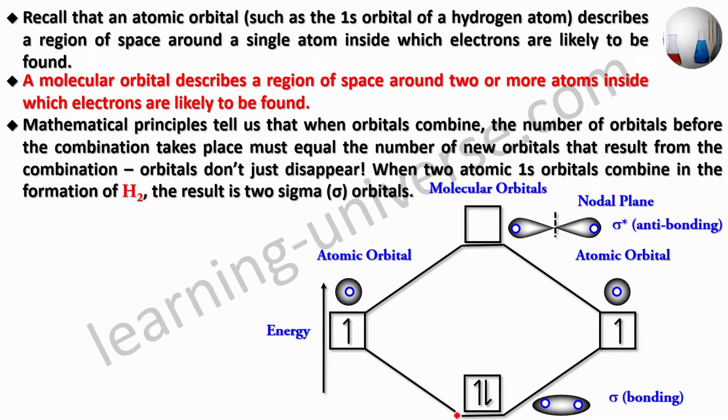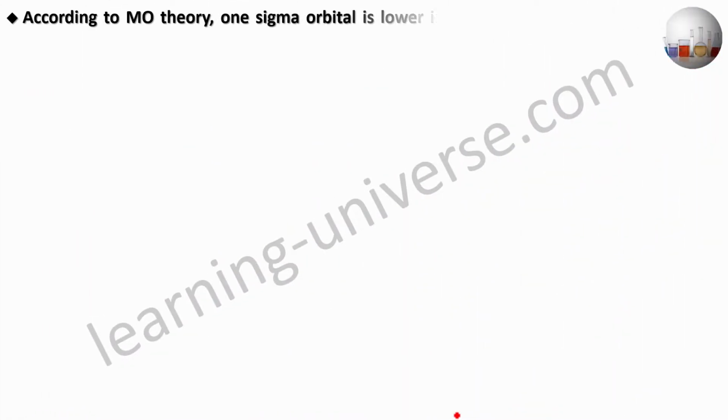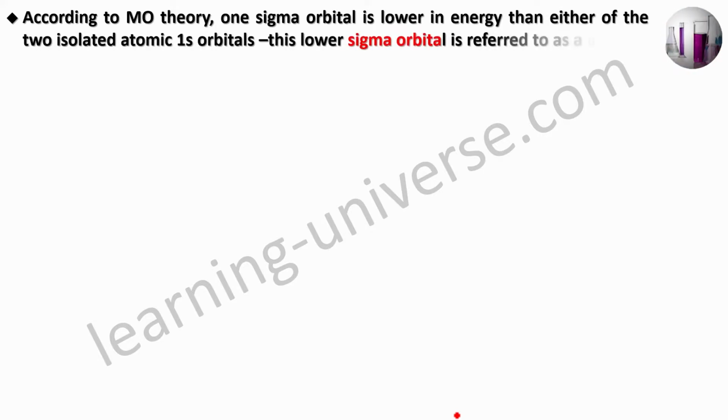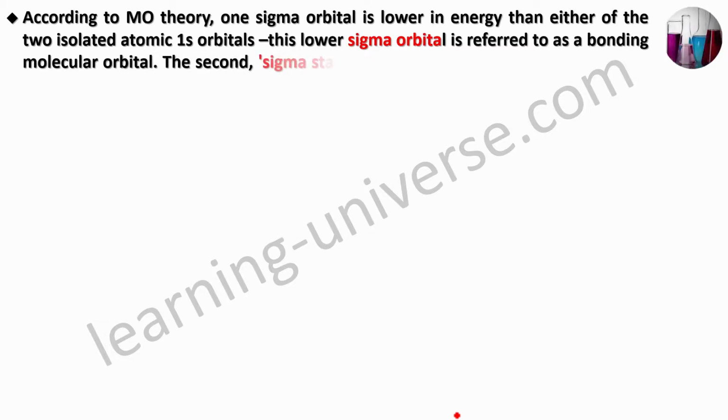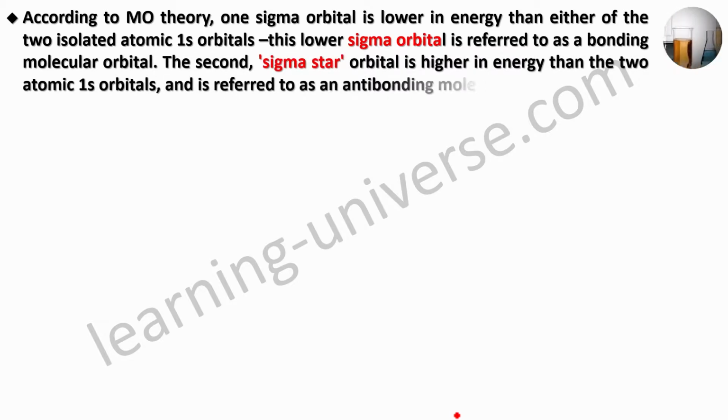So according to the MO theory, one sigma orbital is lower in energy than either of the two isolated atomic 1s orbitals. This lower sigma orbital is referred to as the bonding molecular orbital. The second, sigma star orbital is higher in energy than the two atomic 1s orbitals and is referred to as the anti-bonding molecular orbital.